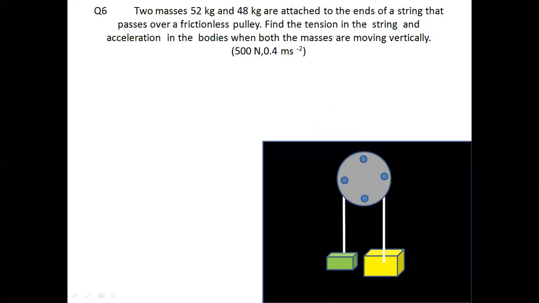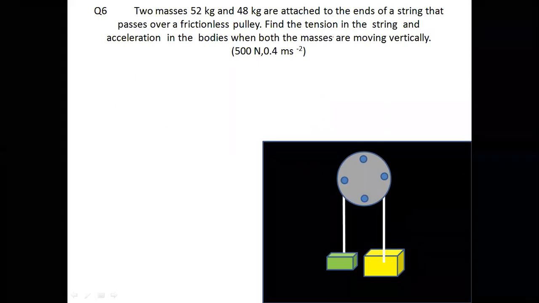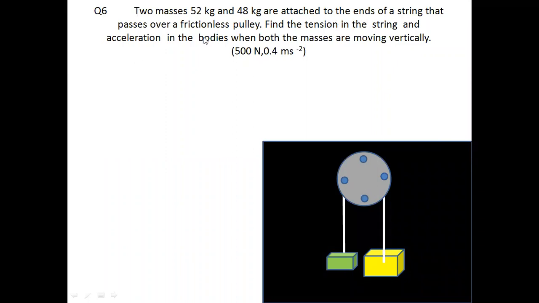Now this is a very interesting question. In this question, it says that two masses of 52 kilogram and 48 kilograms are attached to the ends of a string that passes over a frictionless pulley. Find the tension in the string and acceleration of the bodies when both masses are moved vertically. And these are the answers. This is the answer for tension, which is a force, and 0.4 meter per second squared is the acceleration.